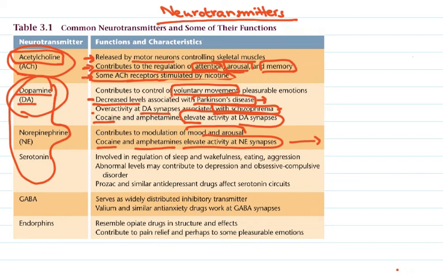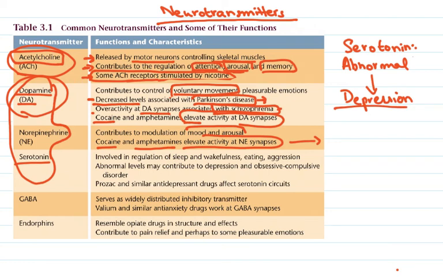Then you have the last of these, which is serotonin, right? Now, serotonin is again implicated in mood disorders. So if you have lower levels of serotonin or abnormal activity at serotonin synapses, that is associated with the development of depression, right? And also OCD, which is another disorder marked by obsessive thoughts and compulsive behaviors, right? And serotonin is also involved in the regulation of sleep and wakefulness, right?